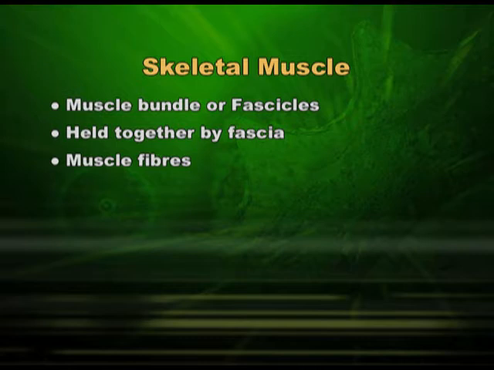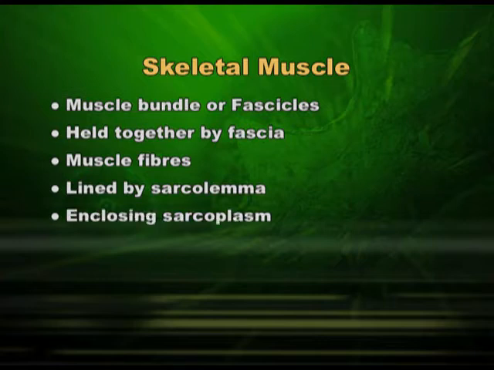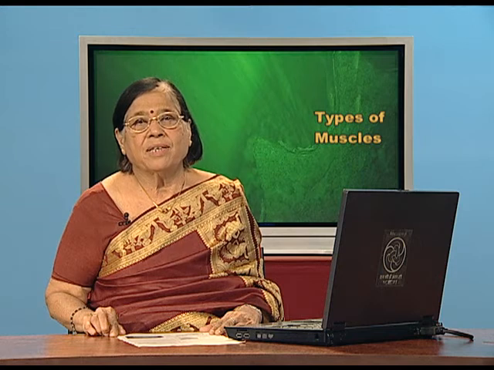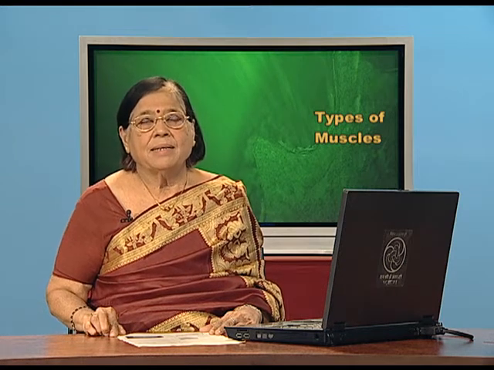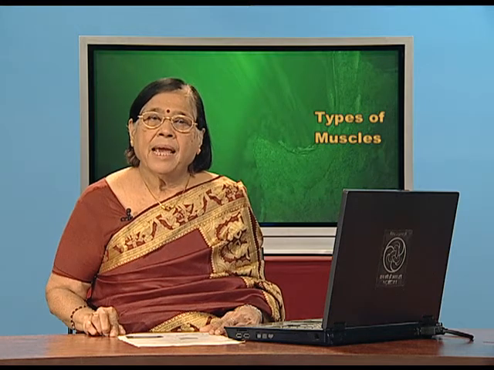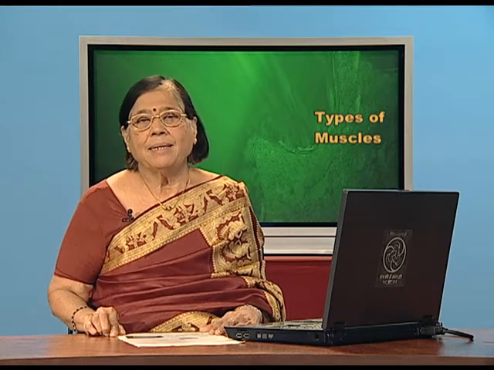The outer membrane of the muscle cell is called sarcolemma, and the inside plasma is called sarcoplasm. That means the membrane of the muscle cell is sarcolemma and the cytoplasm of the muscle cell is sarcoplasm. You remember in the case of the nerve cell, I said the cytoplasm of the nerve cell is neuroplasm. Similarly, the cytoplasm of the muscle cell is sarcoplasm.